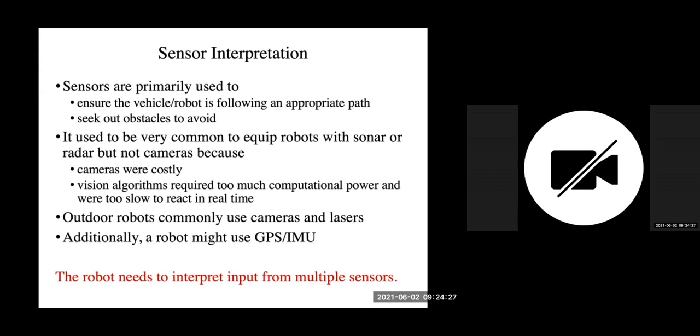Outdoor robots typically use cameras and lasers. For example, autonomous cars typically use laser and even LiDAR with cameras to detect the environment. For a robot, especially for air vehicles, if you're operating outside, GPS is very important to know where it is. And also the IMU, including the measurement of position, velocity, and acceleration, is important to make sure that it can avoid the obstacles. So the normal situation is that the robot needs to interpret input from multiple sources of data from different sensors.